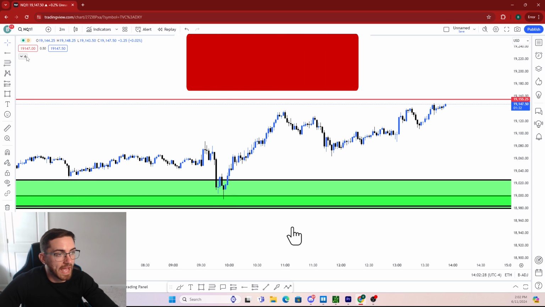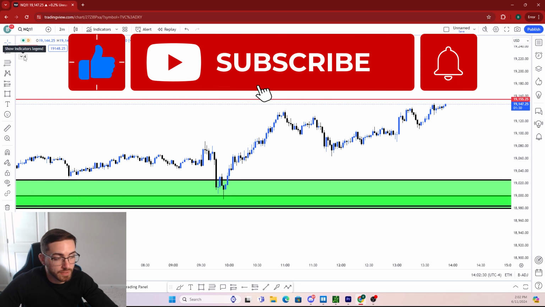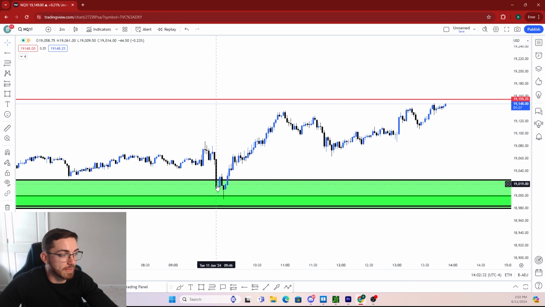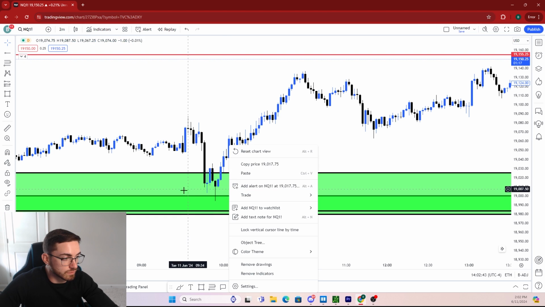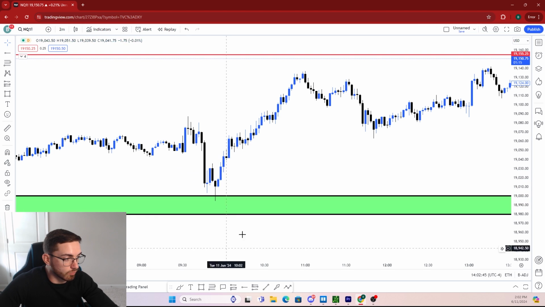Now, when it comes to actually getting a sniper entry, most of the time my entries are going to be based off a 5-minute or 2-minute time frame. So today, like I said, my main area that I was watching was going to be that 4-hour demand zone, which is going to be this area right here.